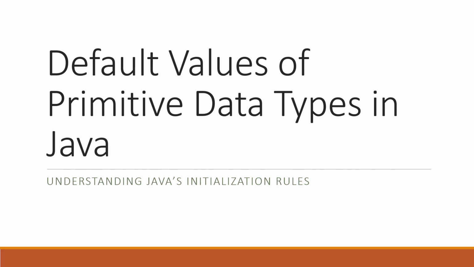Hello everyone, today I am going to explain the concept of default values of primitive data types in Java. In Java, whenever we create variables inside a class without giving them an explicit value, Java itself assigns a default value. I will explain each default value, give examples and even use a chess analogy to make it very simple to understand.